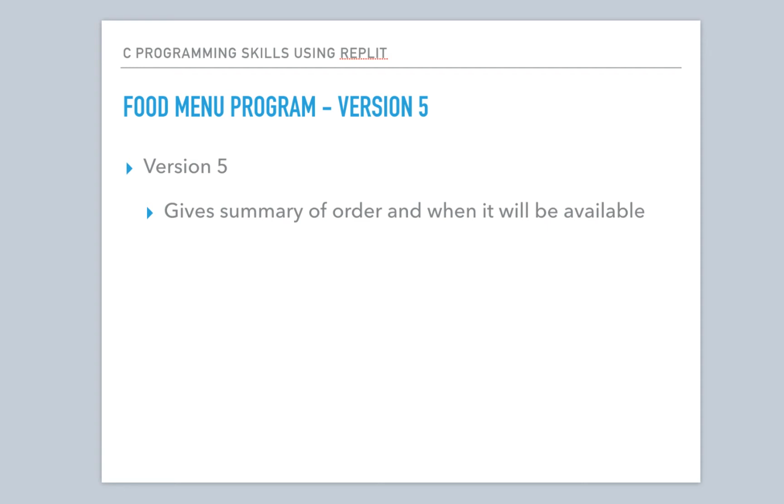We will do the final version of our food menu program. For version 5, we're just going to give a summary of the order when it's available. We will also display the time when the order was taken, and we will also tell the user the order will be ready in X number of minutes. So let's jump right into it.